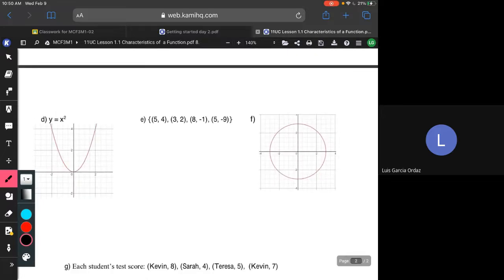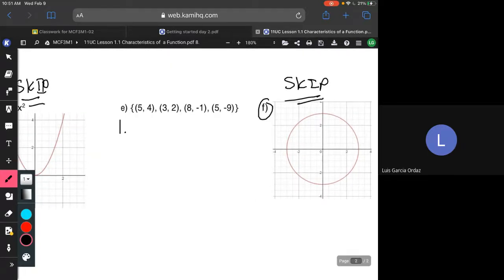D we will skip because that one is just weird. Okay, so we'll skip this for another day. And we'll also skip this one because again, you guys are gonna freak out. So for E, is it a function or not a function? Paulina? Not a function because, as you can see, 5 and 5 have two y values. Okay, thank you.